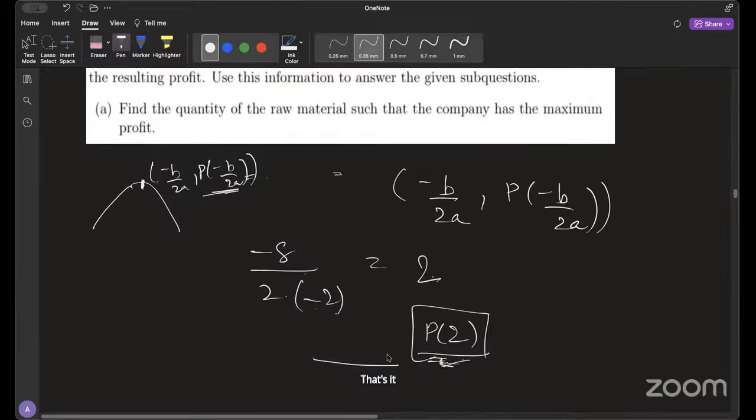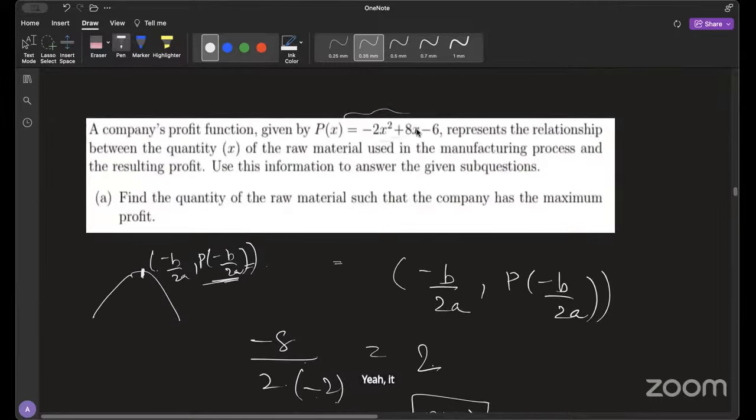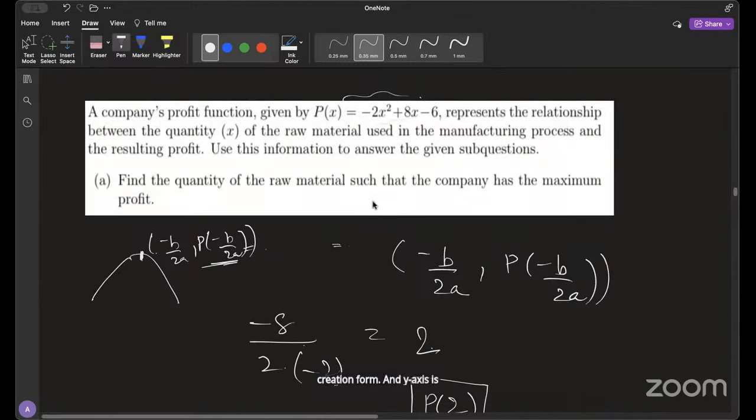That's it. This parabola is given in the question. Yeah, it's given here. The equation is given to you, right? Equation form. And the y-axis is profit and the x-axis is raw material used. Yes. Okay.